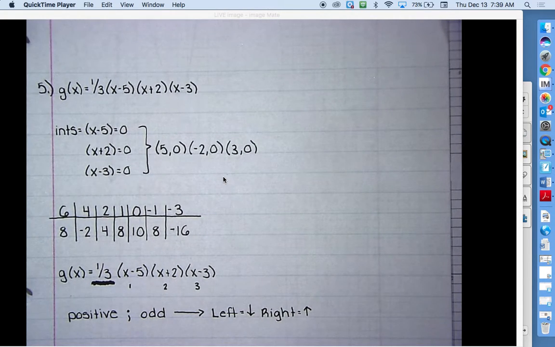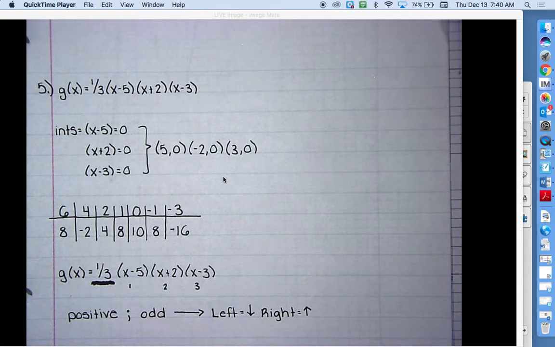So the original function is 1/3 times x minus 5 times x plus 2 times x minus 3. What I did first was I found the intercepts, and when you find them you get (5, 0), (negative 2, 0), and (3, 0). Then I made the table, and you have to find points beyond and between your intercepts. And so that was that.